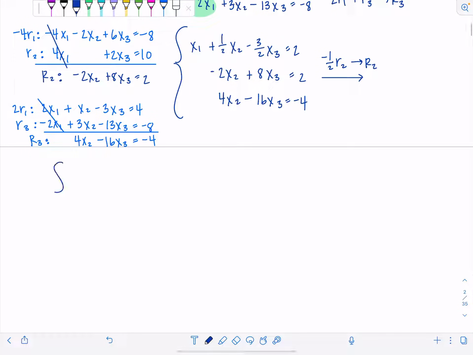Okay, so let me rewrite row 1 first. x1 plus 1/2 x2 minus 3/2 x3 equals 2. And then once I've multiplied row 2 by negative 1/2, now this is just x2 minus 4x3 equals negative 1. And then I'll leave this alone for now.